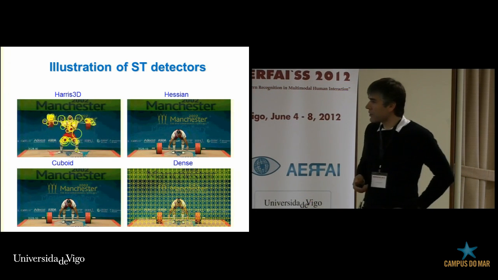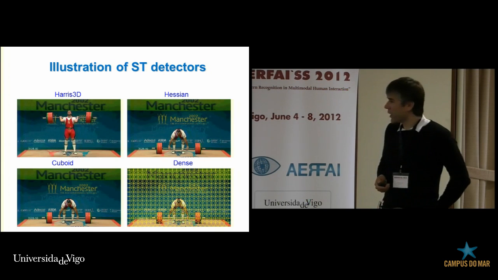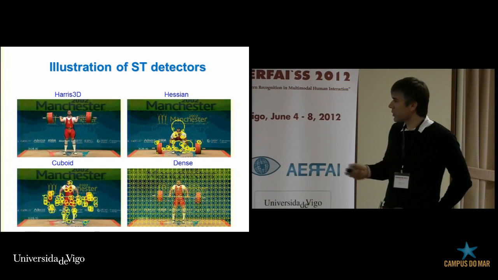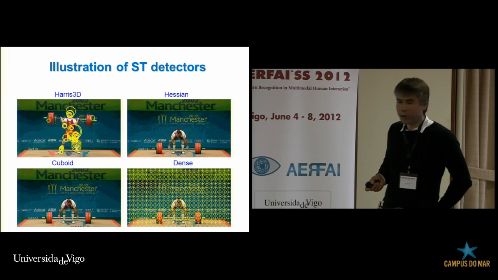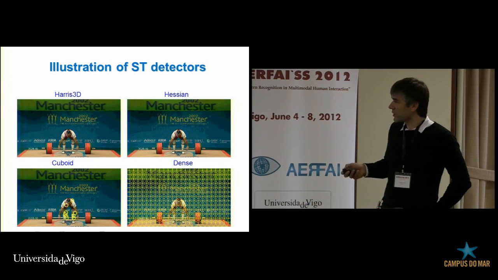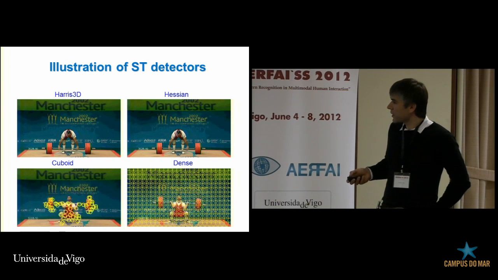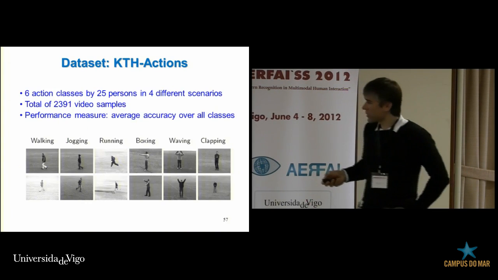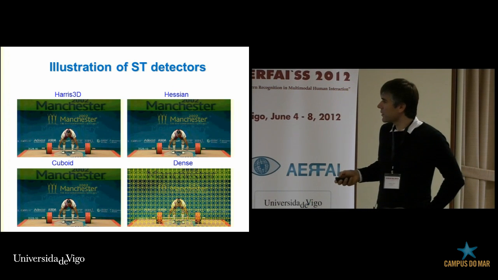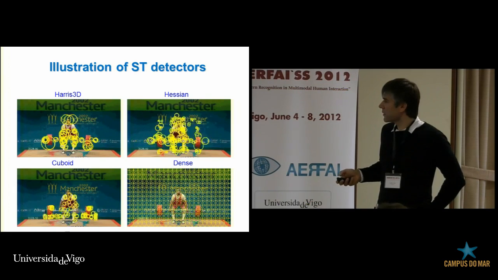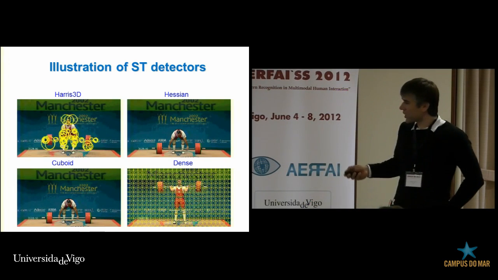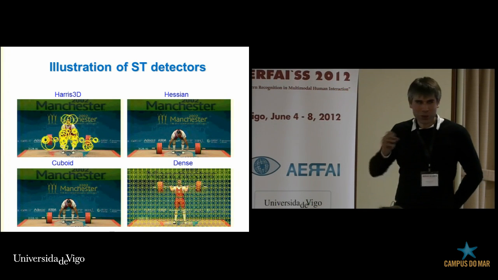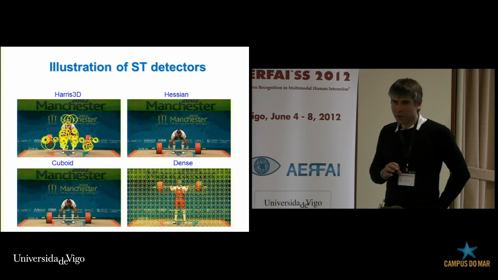To get a sense of what these points are in real images, here is the same sequence with 4 different detectors. So this is Harris 3D. This is cuboid. You see that here it actually gets more points, but single scale. And this is the Hessian. Okay, and this is a dense detector. So you don't see any changes because it's regularly sampled patches.